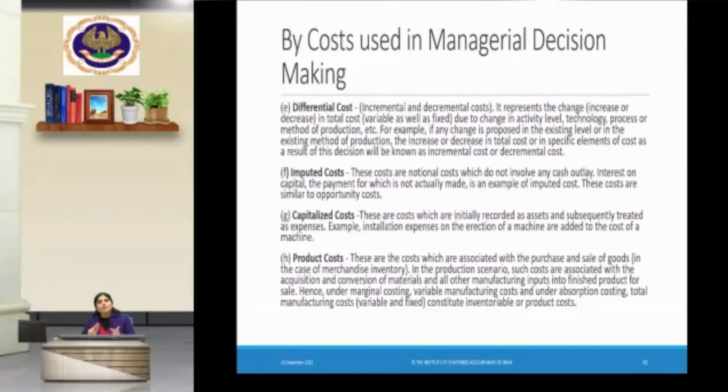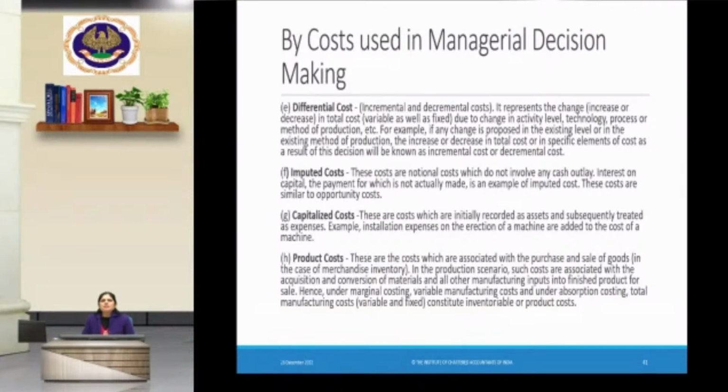What is the difference between the costs? Whether it is increasing or decreasing, that is called the differential cost. All right. Imputed cost is also called the notional cost, or the implied cost or implicit cost. They all are used interchangeably.